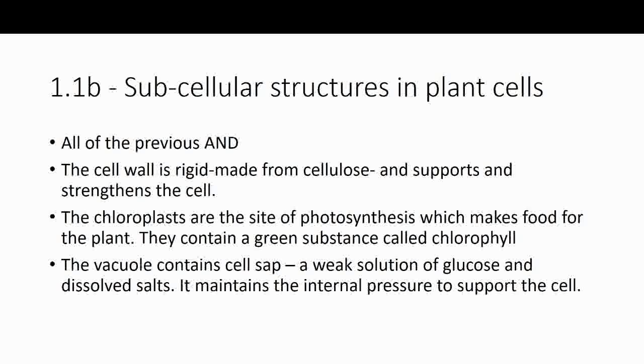These include all of the ones previously mentioned and the cell wall, which is rigid because it's made from cellulose, and it supports and strengthens the cell. The chloroplasts are the site of photosynthesis, which makes food for the plant. They contain a green substance called chlorophyll. The vacuole contains a cell sap, which is a weak solution of glucose and dissolved salts. It maintains the internal pressure to support the cell.